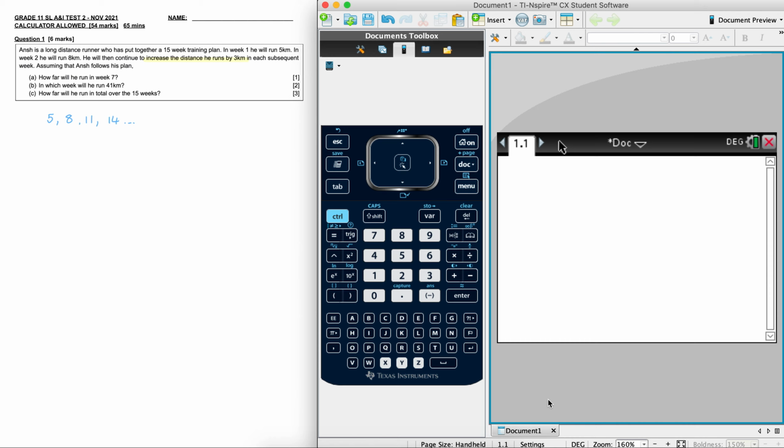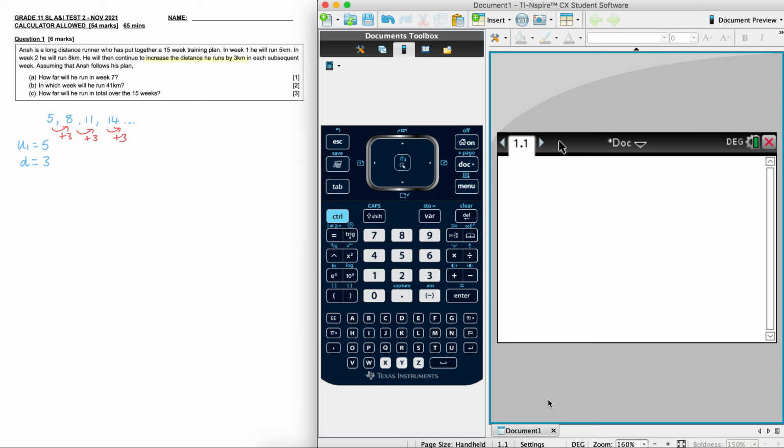So we know that the first term, U1, is equal to 5, so that's going to be useful for us to write down. We also know that the difference is 3, and we know that it's an arithmetic sequence because we're increasing by the same amount each time. So each time here, we're increasing by 3, and so on. Okay. So the first part says, how far will he run in week 7?